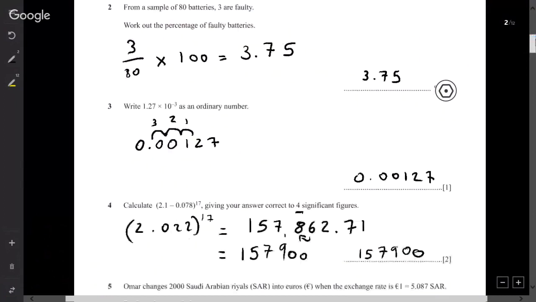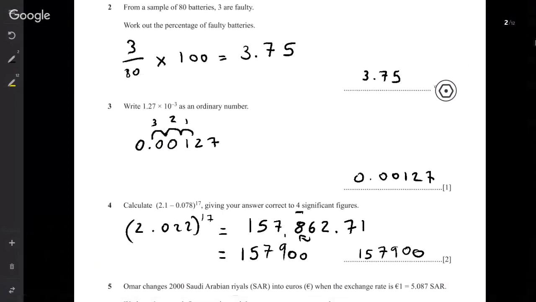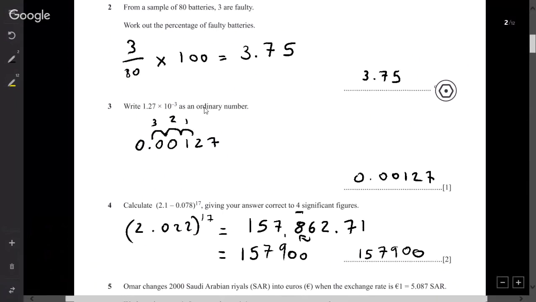Question number 3. Write 1.27 times 10 to the power of minus 3 as an ordinary number. Okay, so what I did here is I just wrote out 127, and then the original point was here, and we're going to move it back because we're at 10 to the minus 3. So we're going to move it back 3 decimal places, and we get 0.00127.